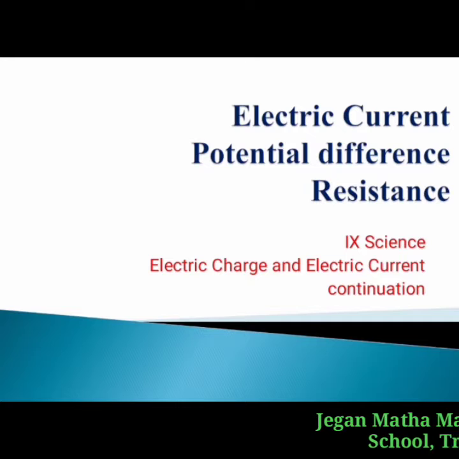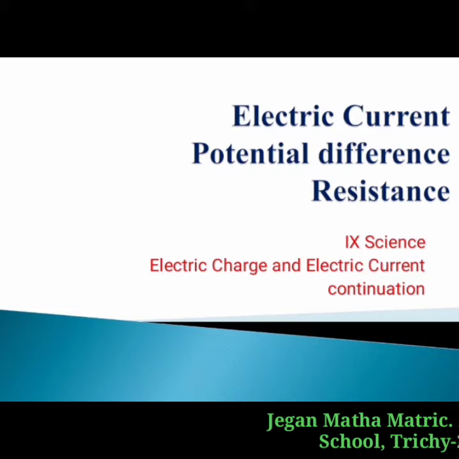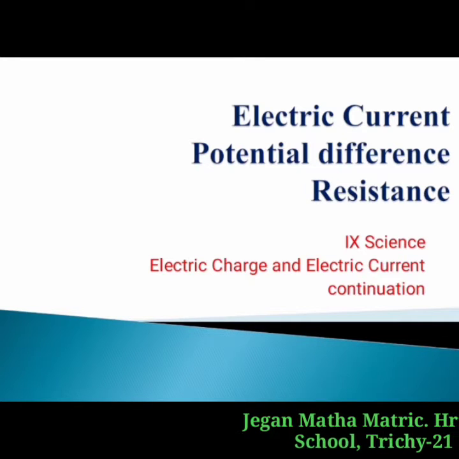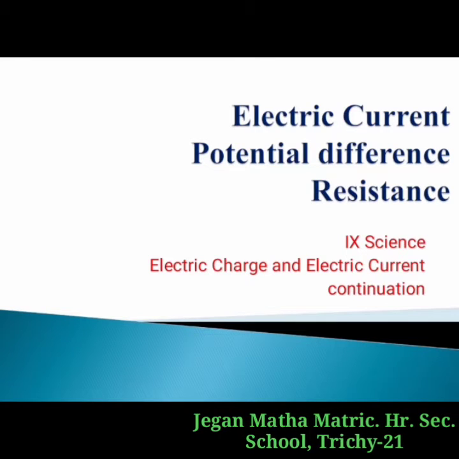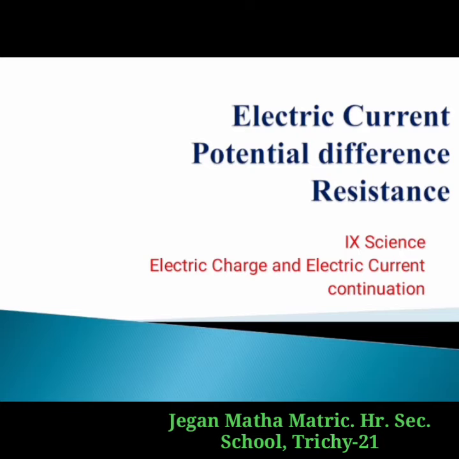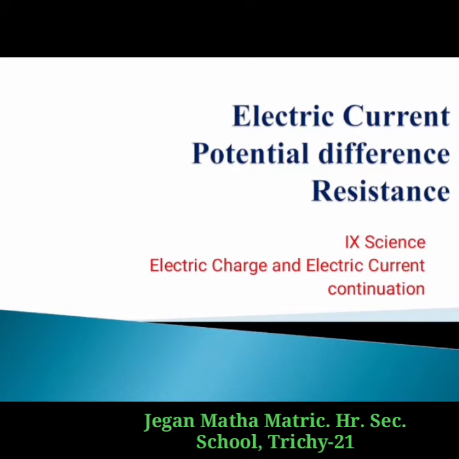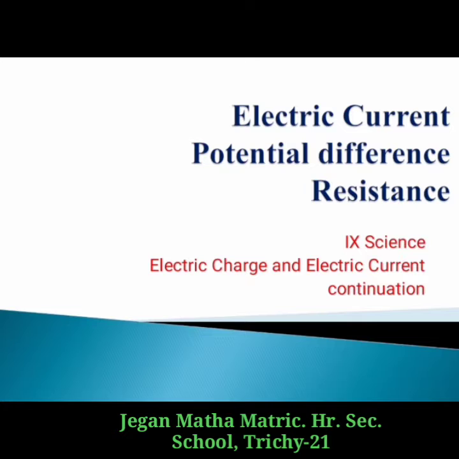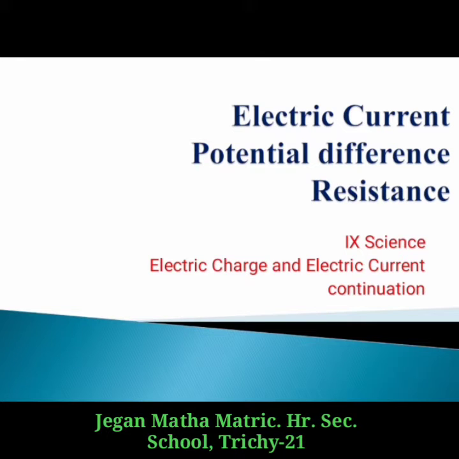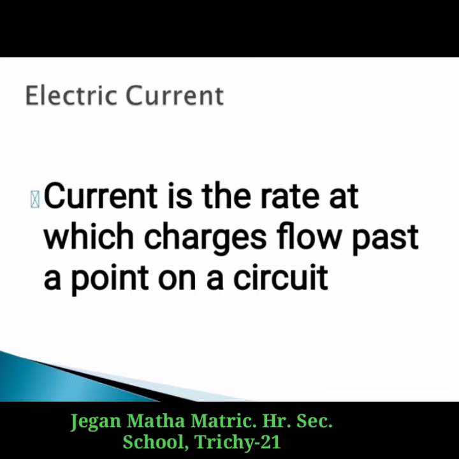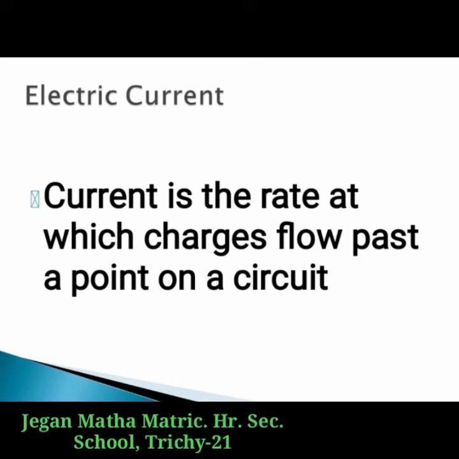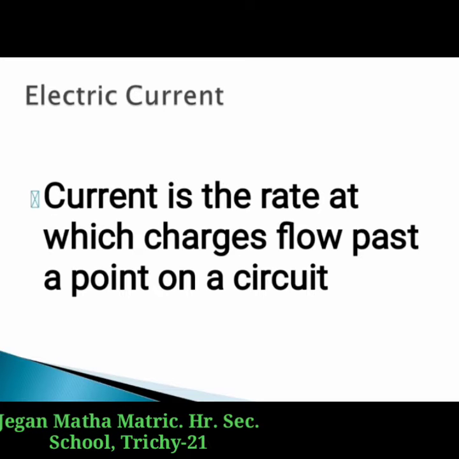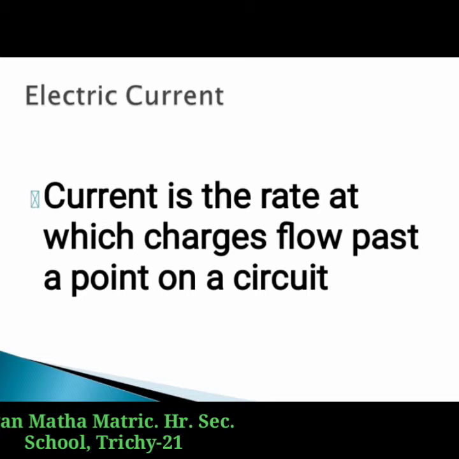Electric current. When the charged object is provided with a conducting path, electrons start to flow through the path from higher potential to lower potential region. So in the previous class we have learned what electric potential is. It is the measure of the work done on unit positive charge to bring it to that point against all electrical forces. So when the charged object is provided with a conducting path, electrons start to flow through the path from higher potential to lower potential region.